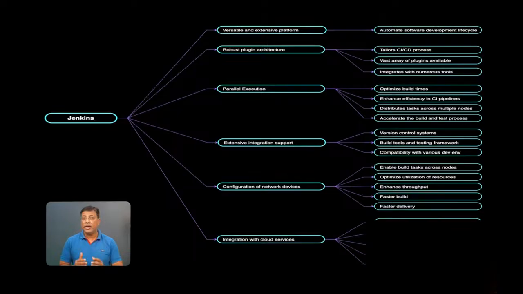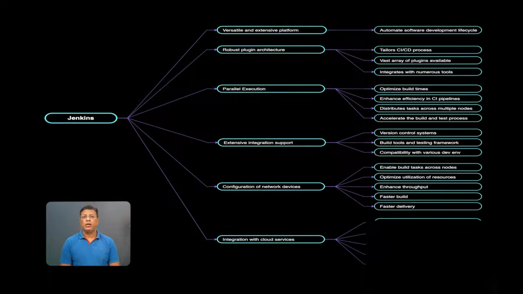Jenkins provides extensive integration with a diverse ecosystem of version control systems, build tools, testing frameworks, and deployment options. This versatility ensures compatibility with various development environments and enables teams to leverage their preferred tools seamlessly within the Jenkins pipeline.